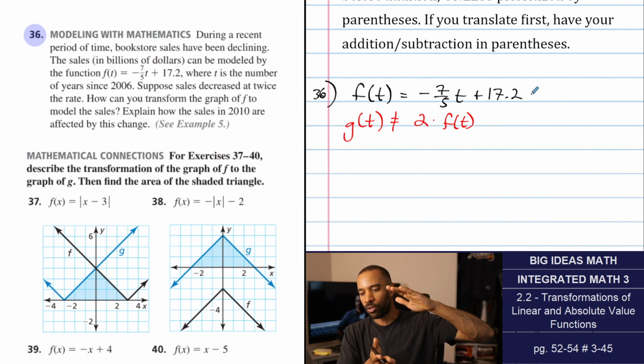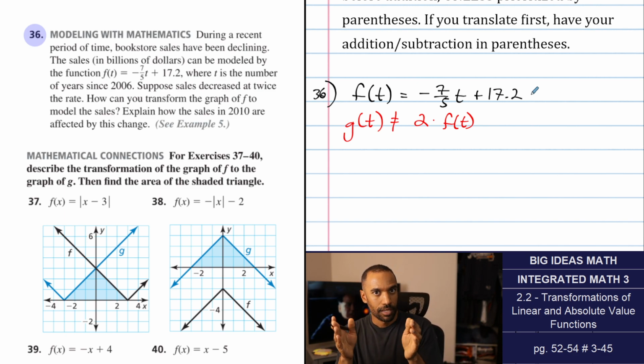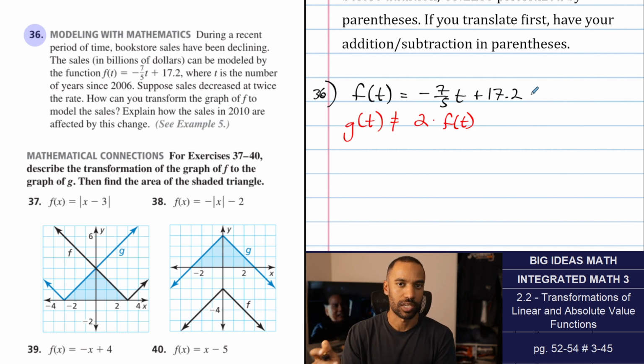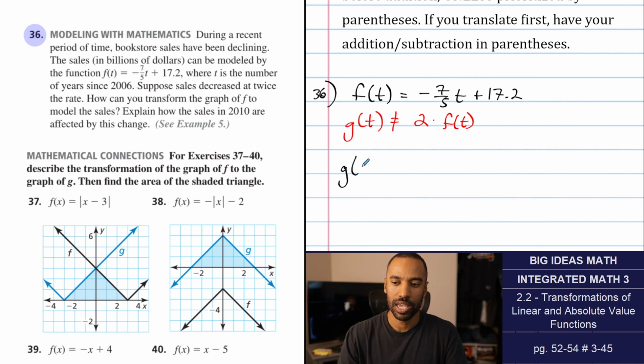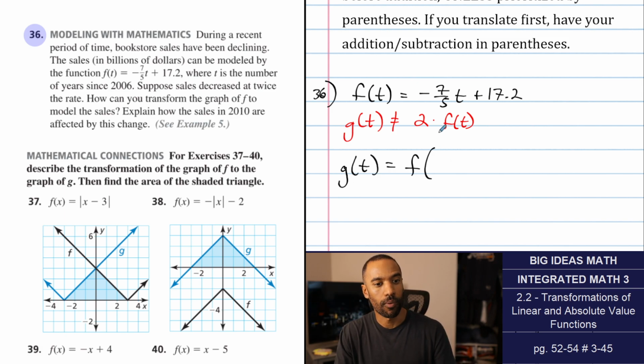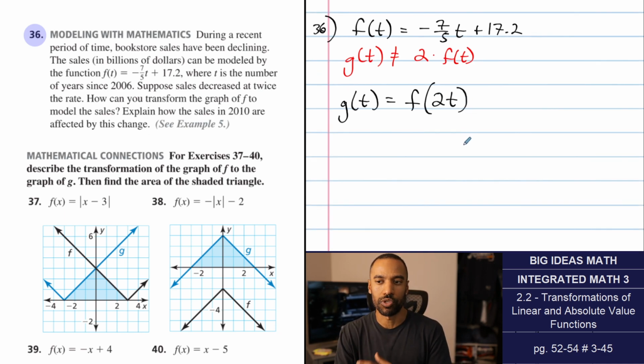Don't double the rate at which the number of sales decrease. Have the amount of time at which sales decrease at the same amount. So you want to do a horizontal stretch instead. You want to say g of t equals f of, if you want to compress time by a factor of 1/2, you put 2t here. That's what gives you the change. I think that's what the book wants you to talk about.